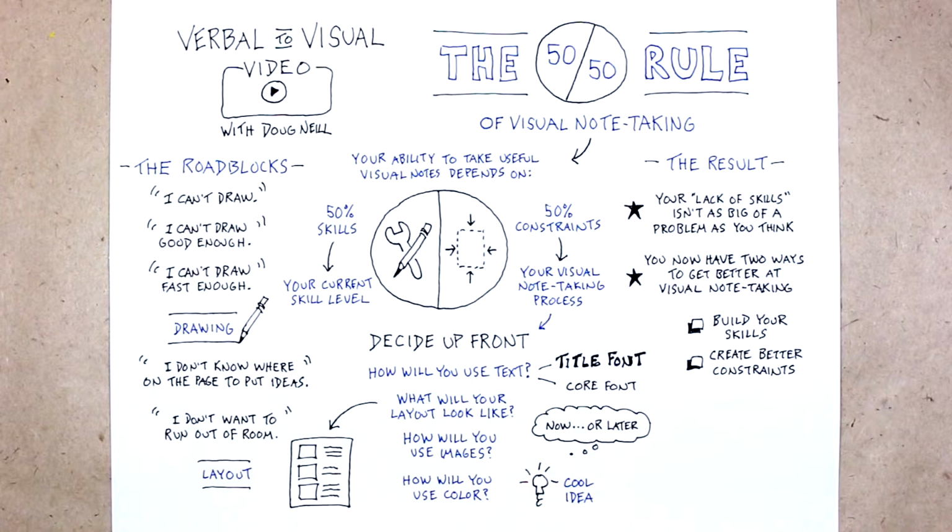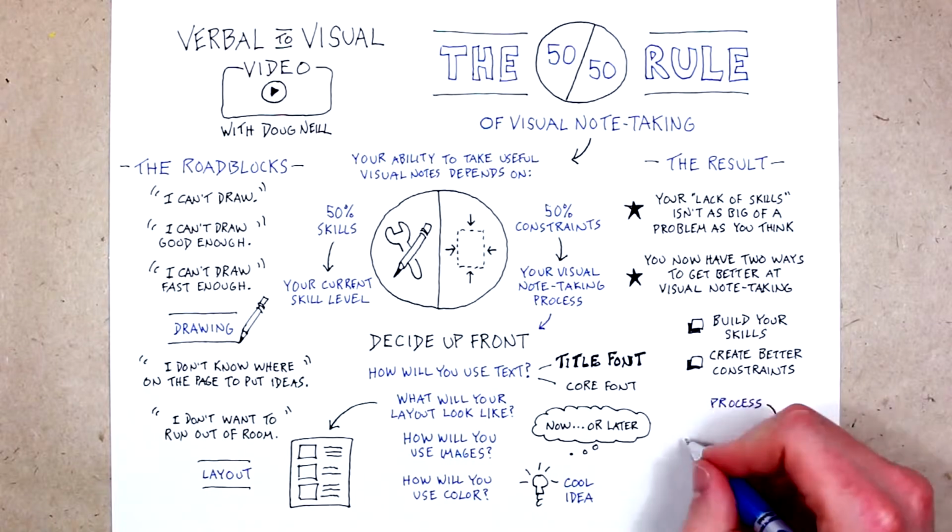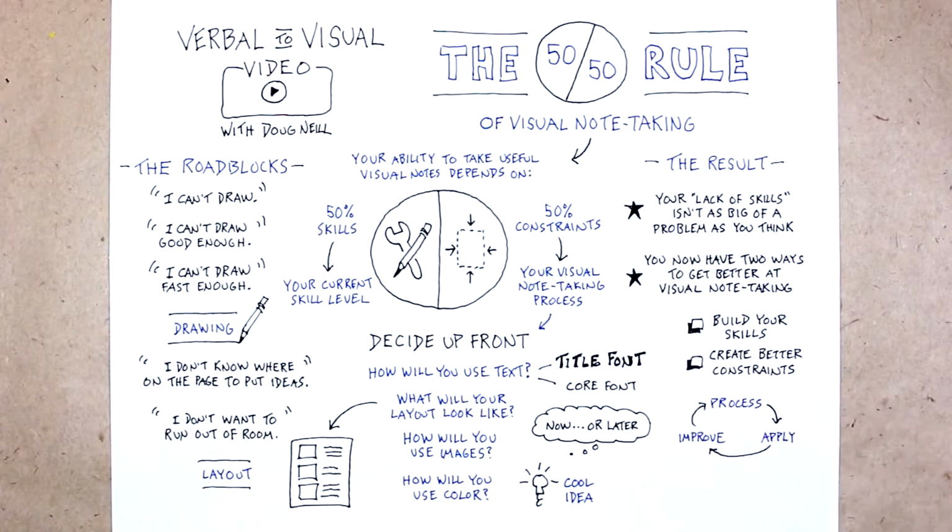So just start with a process that sounds good to you, apply that process in a real setting, and then improve upon it depending on how it went. That cycle is now your task. Put this idea of the 50-50 rule to the test and let me know what you find out.